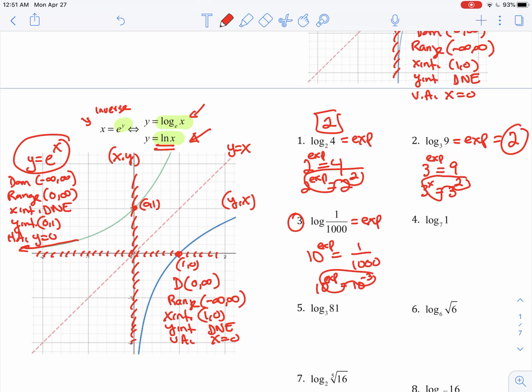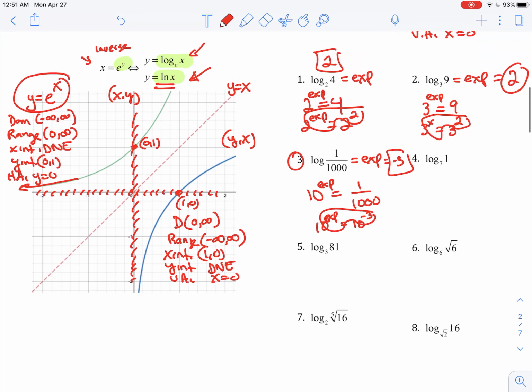So the exponent is a negative 3, or the log of 1/1000th base 10 is equal to a negative 3.